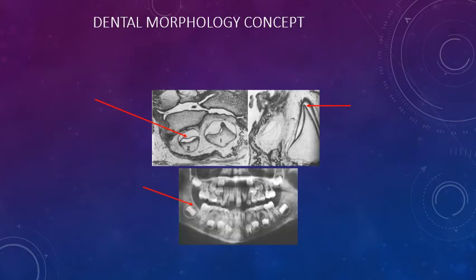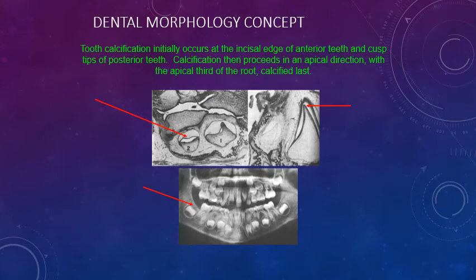So here again, these red arrows show us what we see in the x-rays. If you just look at it, these are follicles, and these follicles have developing tooth germs inside. As you can see here, the crown of the molar is being formed, up to the cemento-enamel junction. This is how it actually happens: tooth calcification initially occurs at the incisal edges of the anterior teeth and the cusp tips of posterior teeth, and from there it goes downwards in an apical direction. The last part that forms is the apical 1/3 of the root, and it calcifies or mineralizes last.